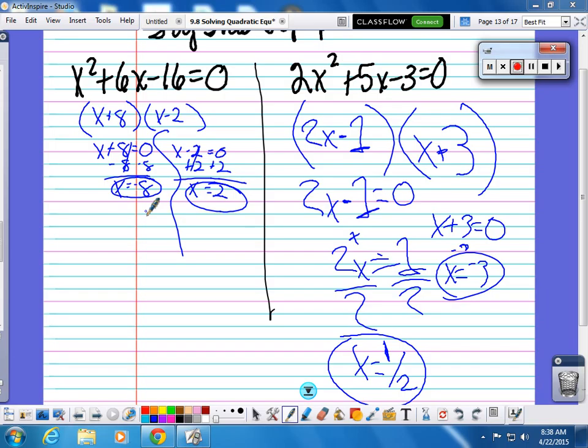Very good. Alright, he did this with trial and error, and he has 2x minus 1 and x plus 3 because 6 minus 1 is 5. He set 2x minus 1 equal to 0, added 1 to both sides, got 2x equals 1, divided by 2, so x is 1/2. x plus 3 equals 0, x is -3. Those are correct. Does anybody have a question?